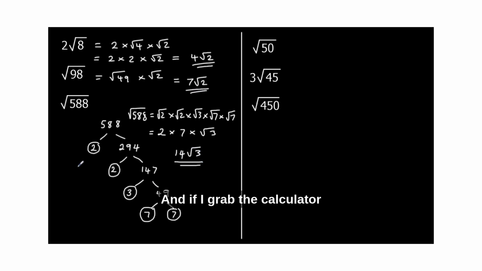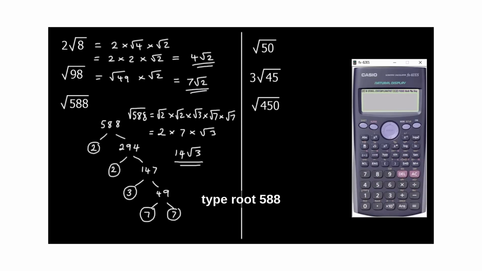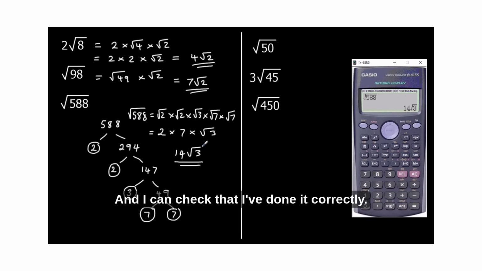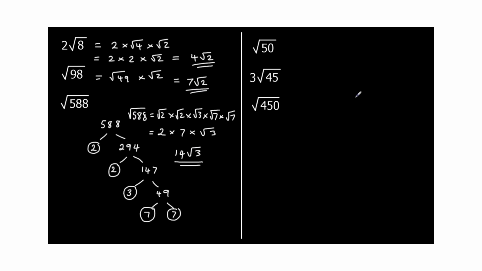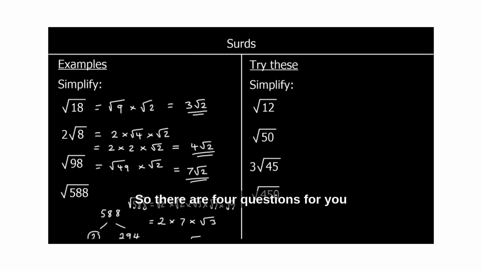And if I grab the calculator and type root 588 in, the calculator would simplify it for me, and I can check that I've done it correctly. So there are 4 questions for you to try here. Pause the video, give them a go, and press play when you're ready for the answers.